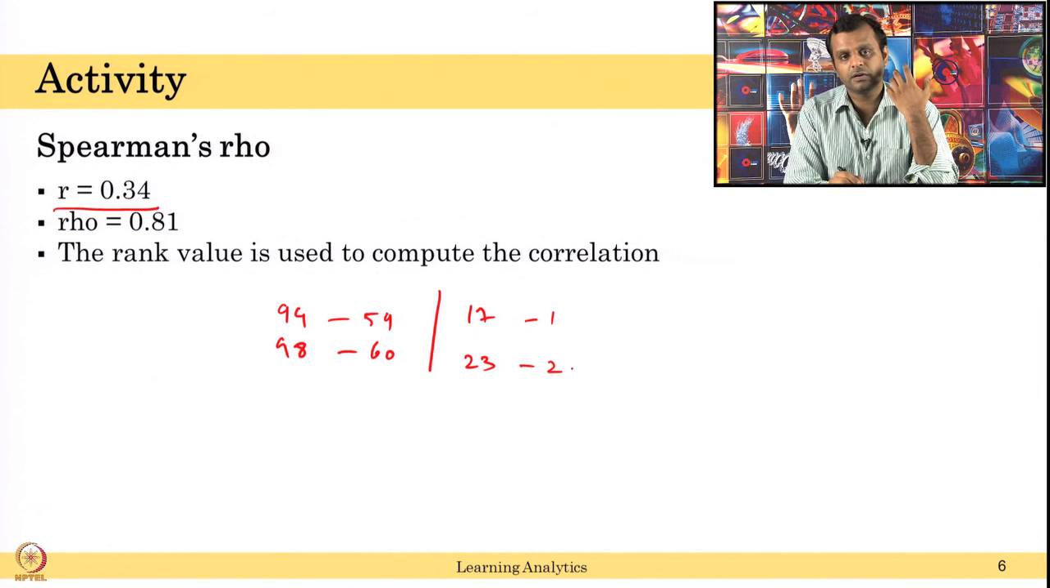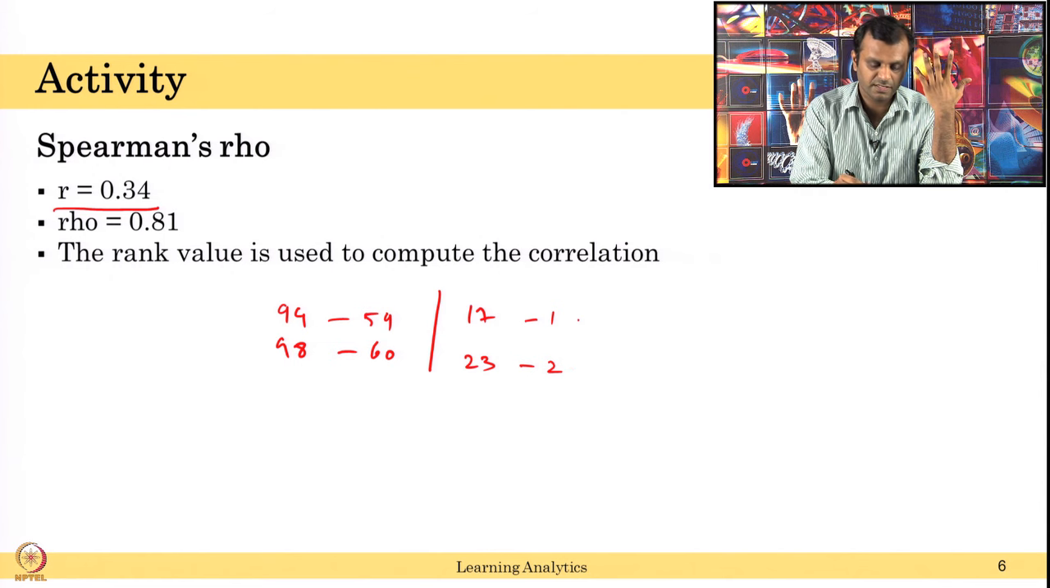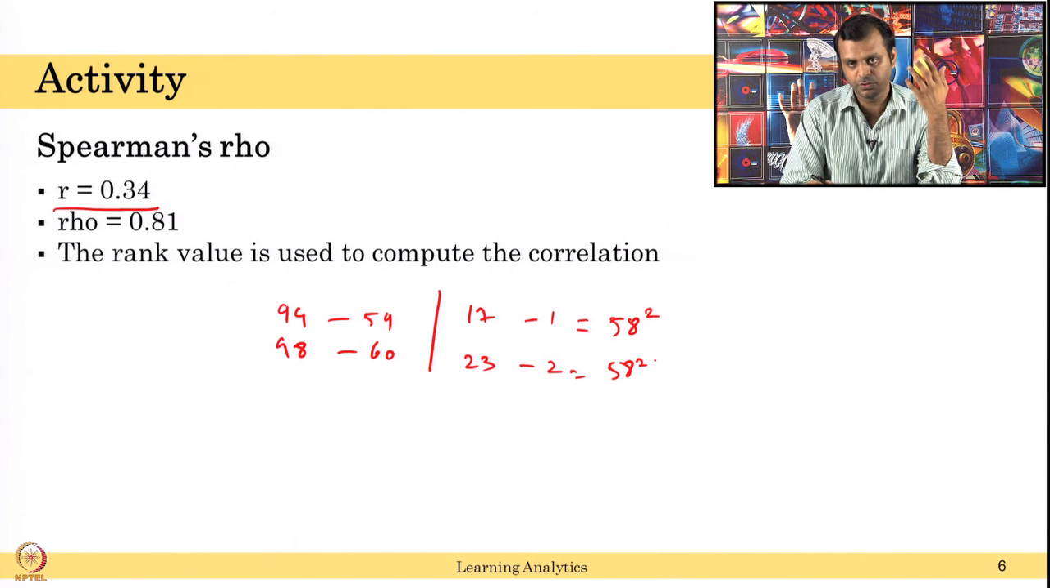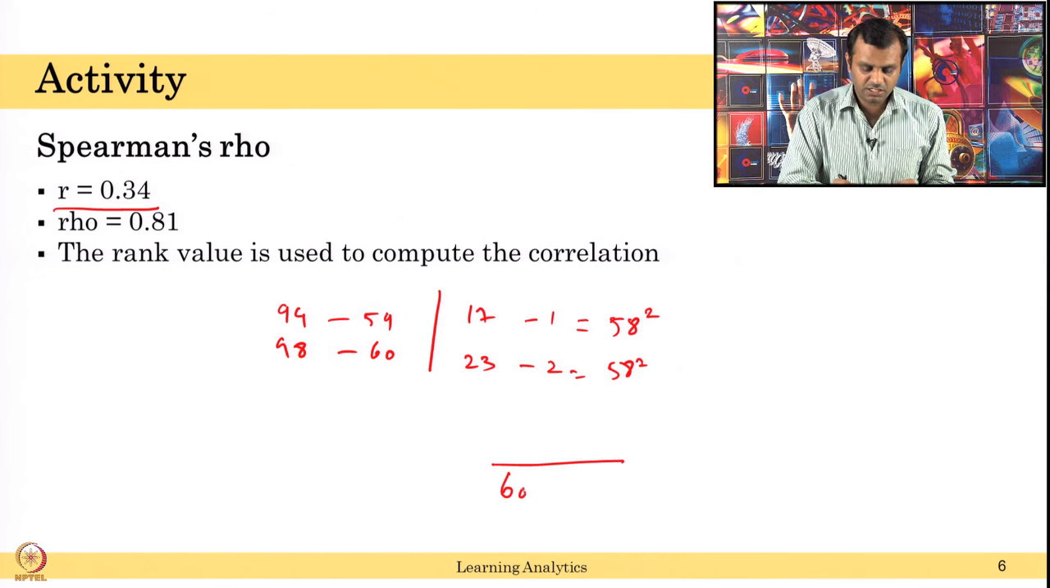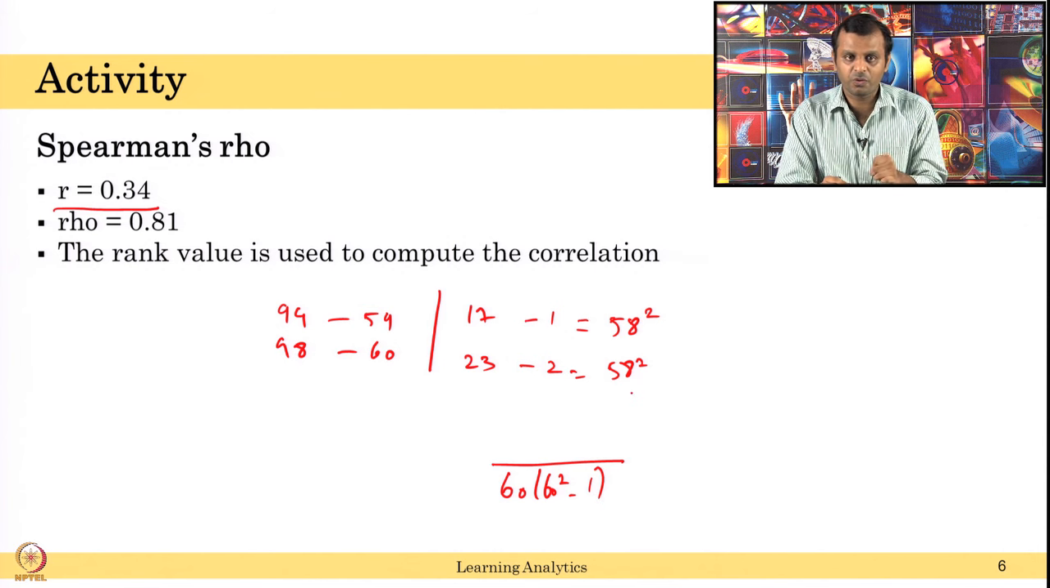So when you compute the difference between ranks, it might be say 58 and 58, and the squares of these values might be huge. But when compared to the other values, there are other 58 values which are closely related, highly related. I believe all the ranks might be equal except these two ranks. So there is a value, and if you divide by 60 into 60 squared minus 1, this value will be negligible. So Spearman's rho is not much sensitive to the outliers like the Pearson correlation coefficient is.